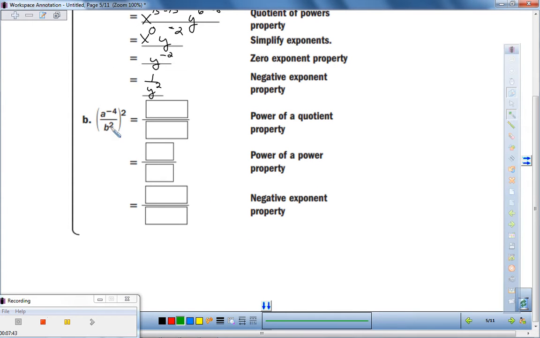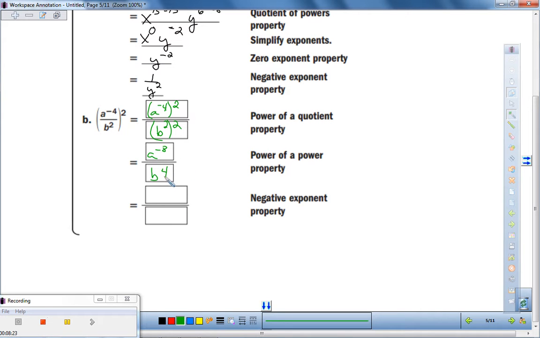Alright, let's go ahead and look at example B. The first thing we're going to do is power of a quotient. So we've got to multiply 2 times the 4. So it's going to be a to the negative 4, squared. So we have the a to the negative 4 squared and b squared squared. Basically we're going to multiply the 2 times the negative 4 and then 2 times the 2. So we end up with a to the negative 8, b to the 4th.